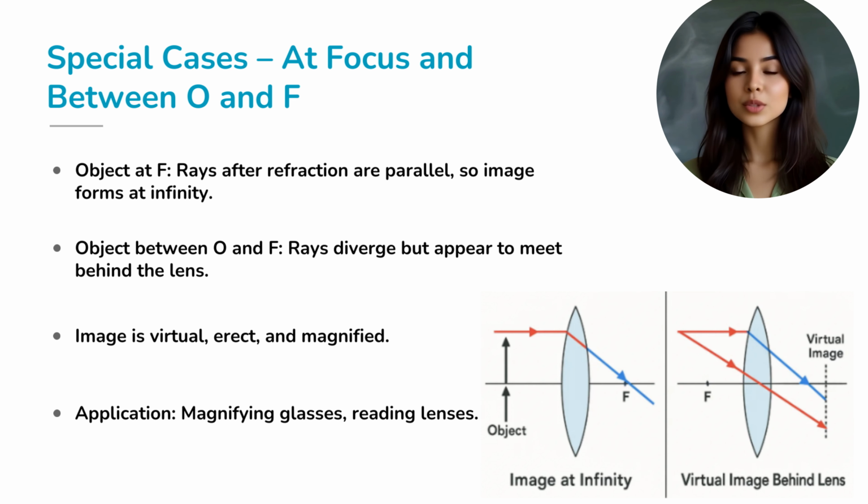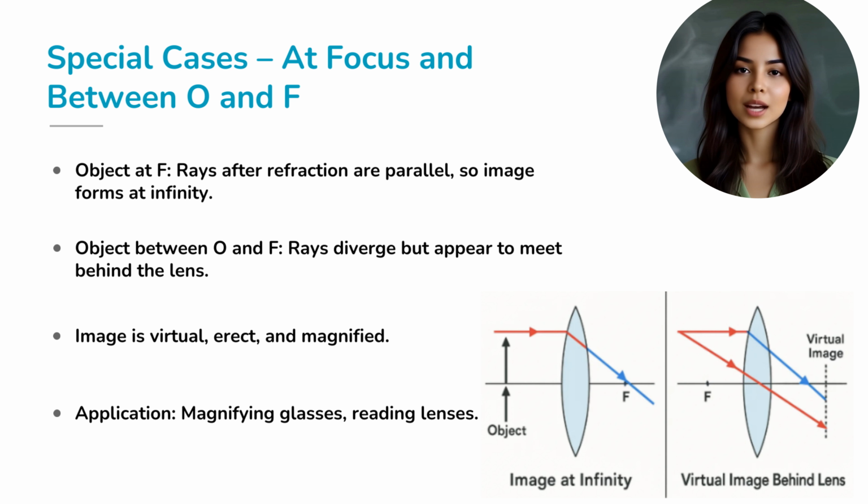Case 2. Object between O and F. Now here's the really exciting one. Place the object between the optical center O and the focus F. In this case, the rays spread out after refraction, but if we trace them backward, they appear to meet behind the lens. That gives us a virtual, erect, and magnified image.